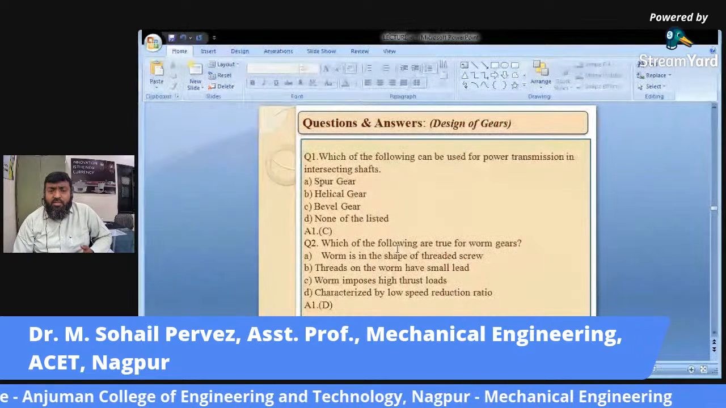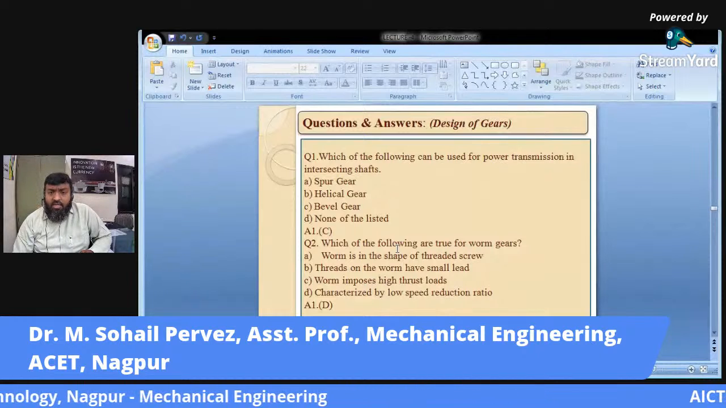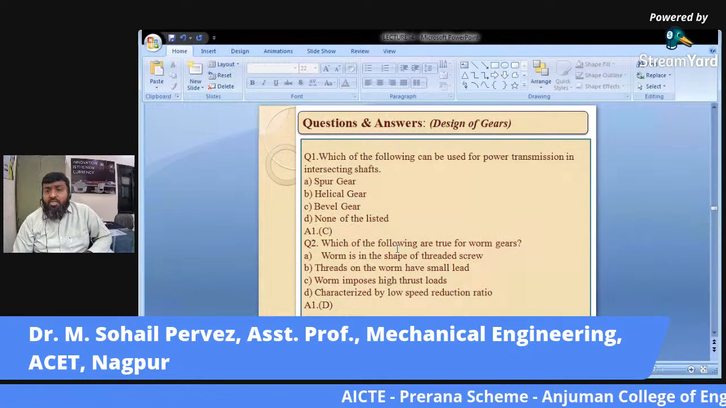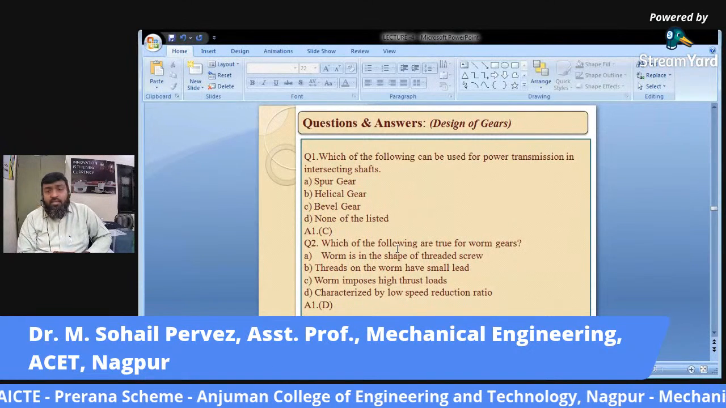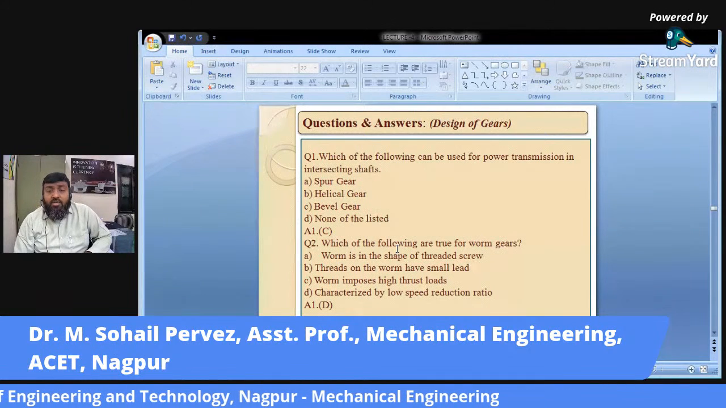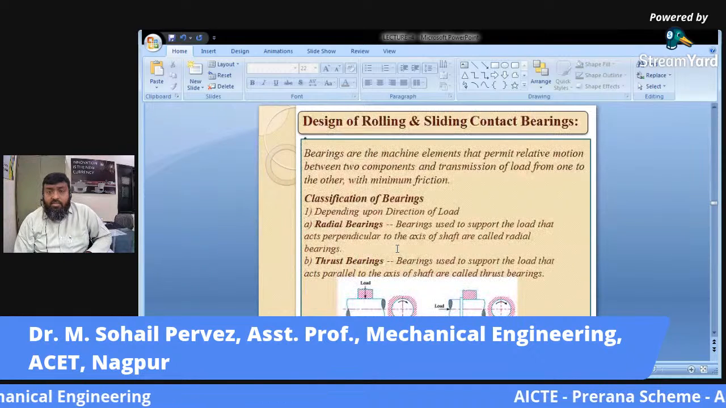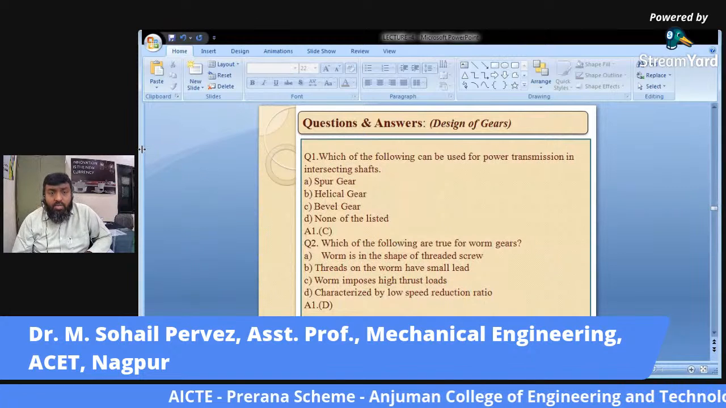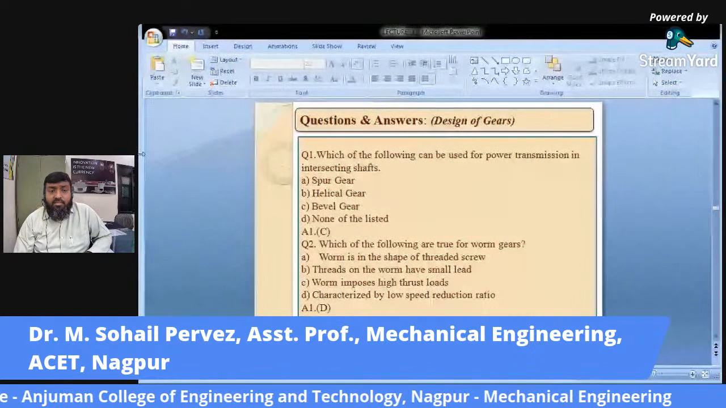So these are the different types of gear failures. Now, some basic questions. Which of the following can be used for power transmission in intersecting shafts? The answer is very simple: bevel gear. Which of the following are true for worm gears? Worm gears are basically of high speed reduction ratio.